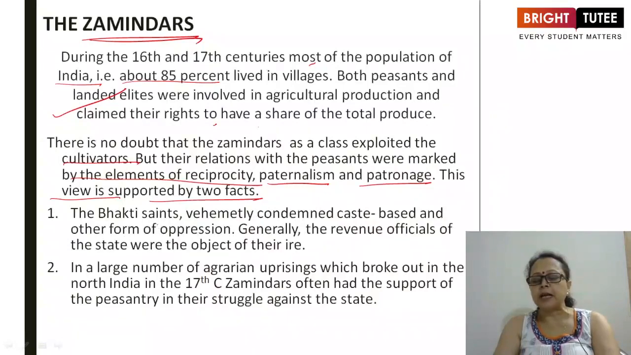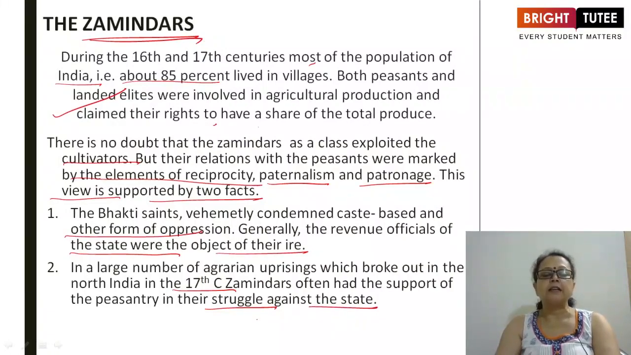Number one is that the Bhakti saints vehemently condemned caste and other forms of oppression. Generally, the revenue officials of the state were the object of their ire. Next is that in a large number of agrarian uprisings which broke out in North India in the 17th century, zamindars often had the support of the peasantry in their struggle against the state, against the government.